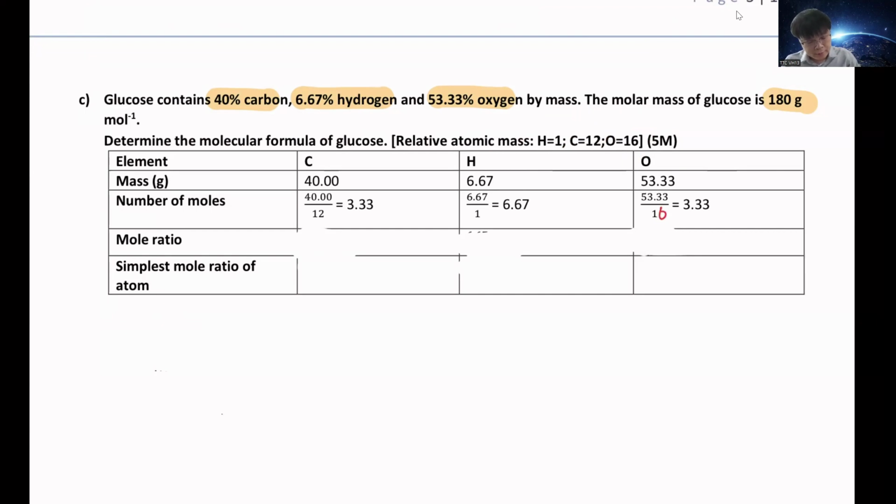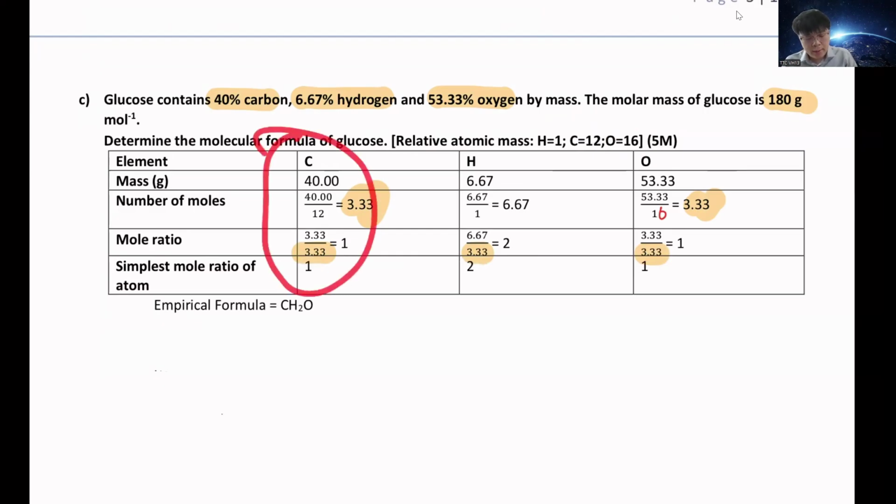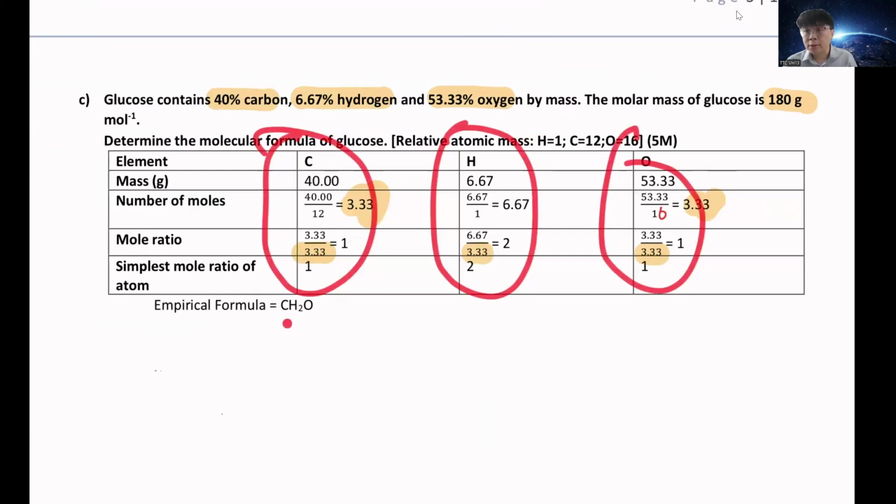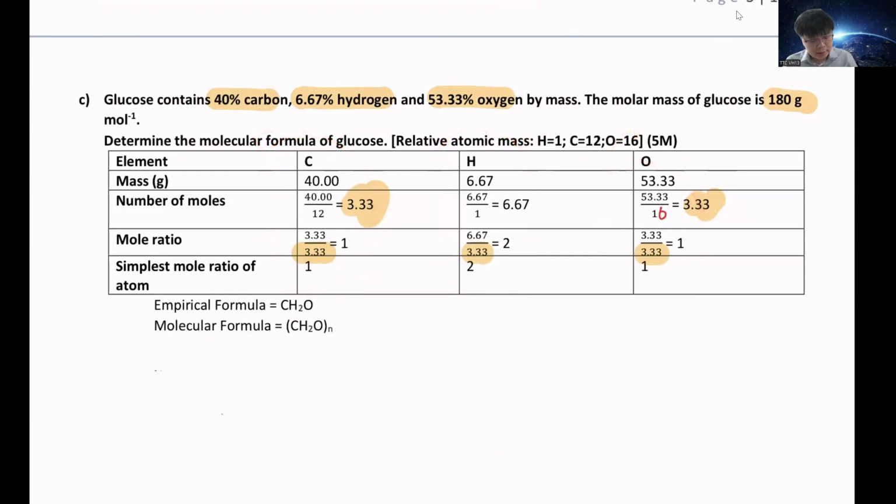Okay, then after that you will see which number is the smallest. So the smallest number is this, so all divide by the smallest number. So 3.33, you get the ratio is 1 to 1. So from the formula you're able to get the empirical formula is C1H2O. So CH2O. So the molecular formula will be CH2O bracket N.